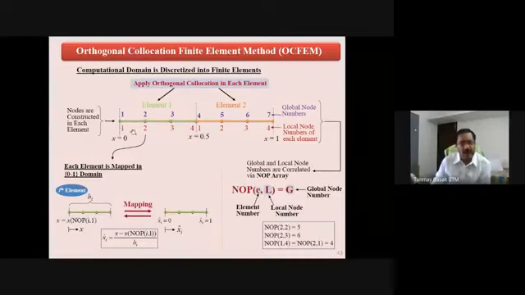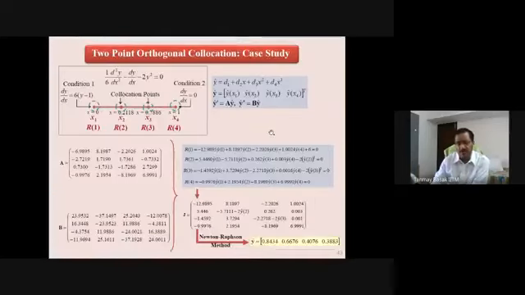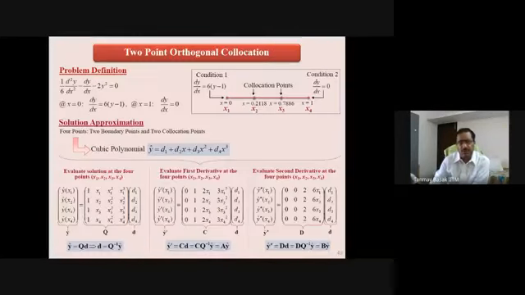Each element will have orthogonal collocation, that means each element will have 4 collocation points: 1, 2, 3, 4, and again 1, 2, 3, 4. These 1, 2, 3, 4 are called local nodes. Globally, we have 1, 2, 3, 4, 5, 6, 7, so you have 7 global nodes. That means you have a total of 7 unknowns. In the previous problem, with only one orthogonal collocation over the entire domain, we had 4 nodes. So the limitation of orthogonal collocation is that we can only use a maximum of 4 nodes.